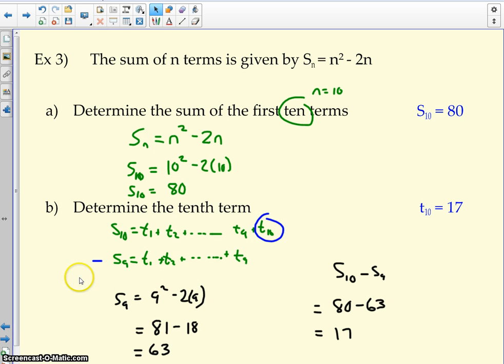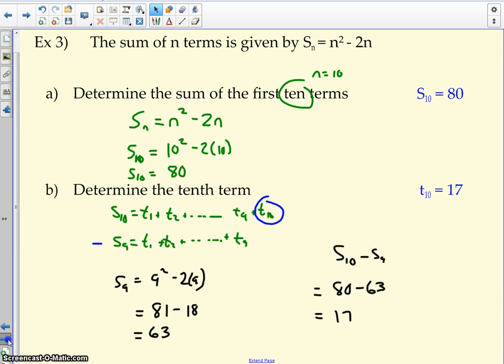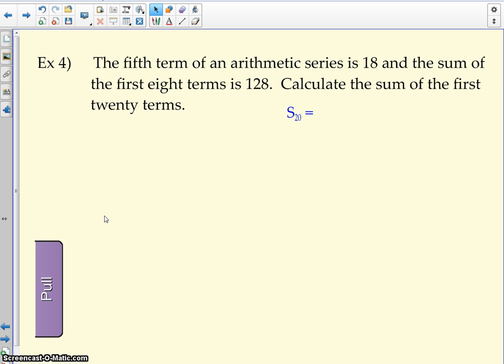Okay. Alright, so there's one final example here. We're told the 5th term of an arithmetic series is 18, and the sum of the first 8 terms is 128. So you want to calculate the sum of the first 20 terms. So again, the 5th term is 18, the sum of the first 8 terms is 128. Find the sum of the first 20.